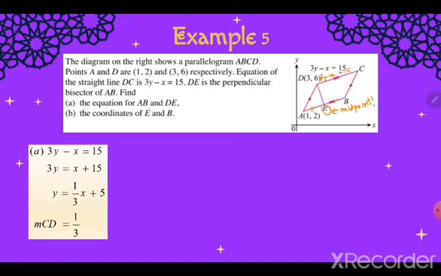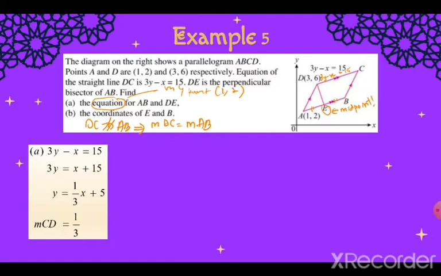When we talk about the equation of AB, we need a gradient and a point. We do have a point: point A, which is (1, 2). So we need to find the gradient of AB. Since DC is parallel to AB, m_DC is equal to m_AB, so we need to find the gradient of DC first.